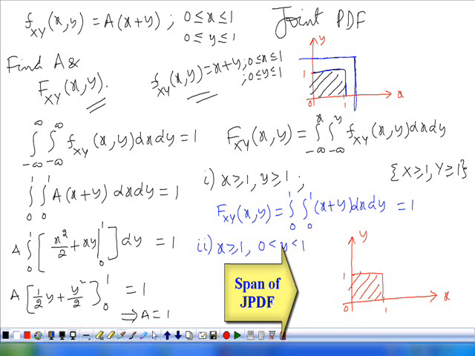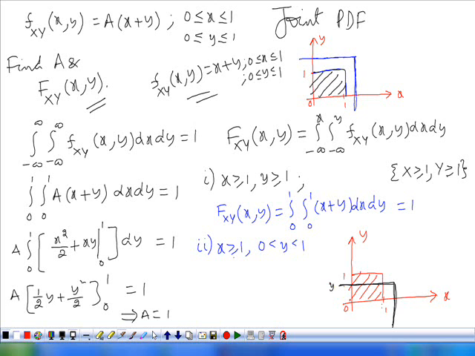Y is lying in between 0 and 1 and x greater than or equal to 1, this region. Y may take any value between 0 and 1, but x is taking values greater than or equivalent to 1. So therefore this region. Now if you consider the common region, it is 0 to 1 and 0 to some value y, is it? 0 to 1 because equality is included, and from 0 to some y value. What is this? This is y. Y is lying in between 0 and 1.